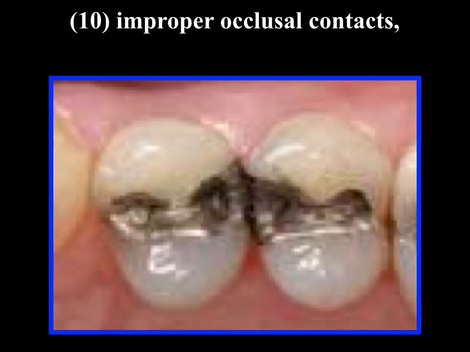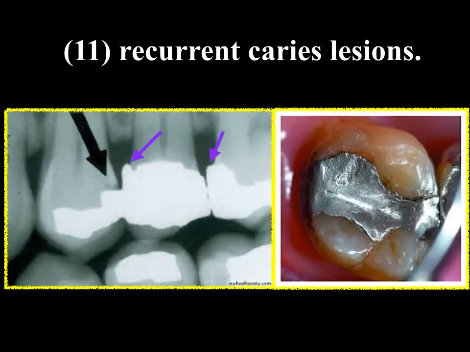Improper occlusion, occlusal contacts. The restoration should restore the tooth in a normal anatomy without under occlusion. Under occlusion of the restoration leads to improper mastication. Recurrent caries lesion. The recurrent caries lesion is very important because a defect during the restoration may lead to a gap or leakage, food accumulation and fluid in the mouth, and lead to caries lesion.